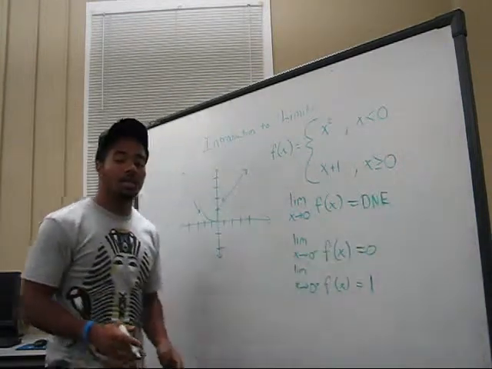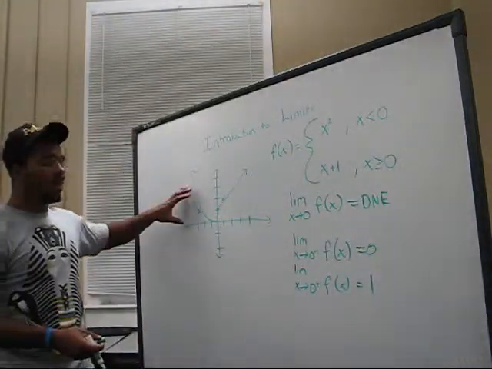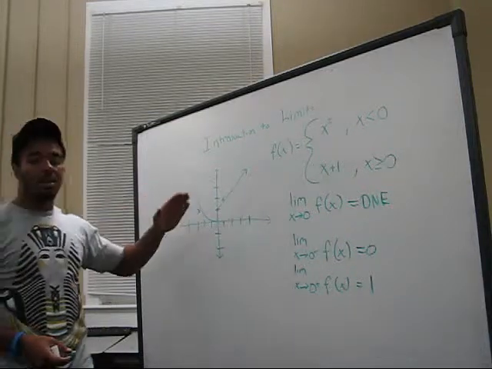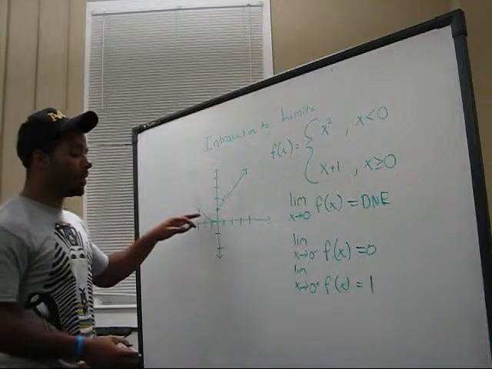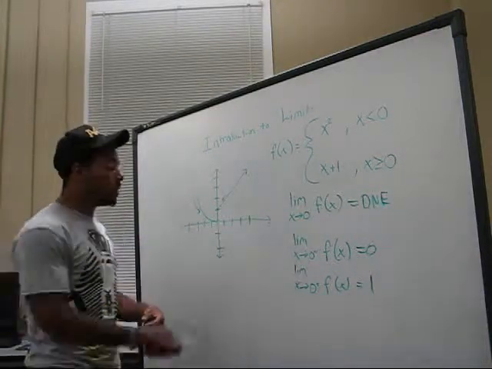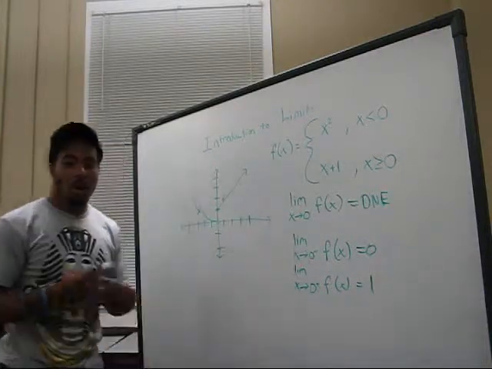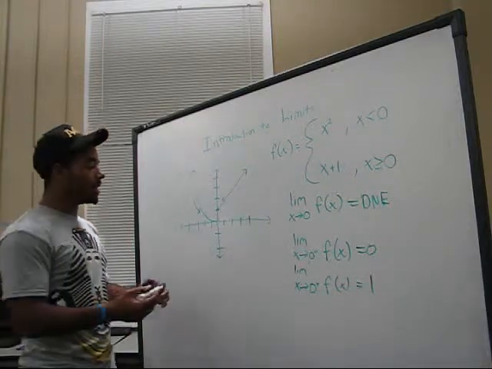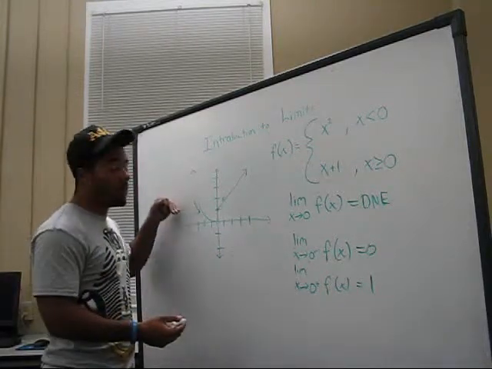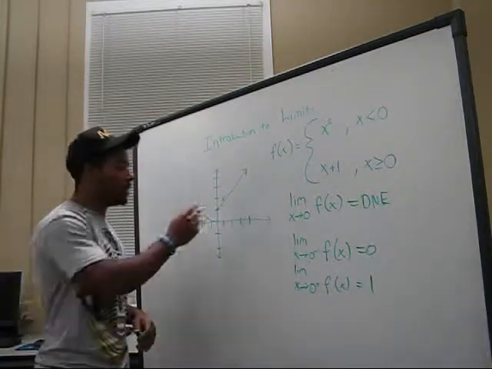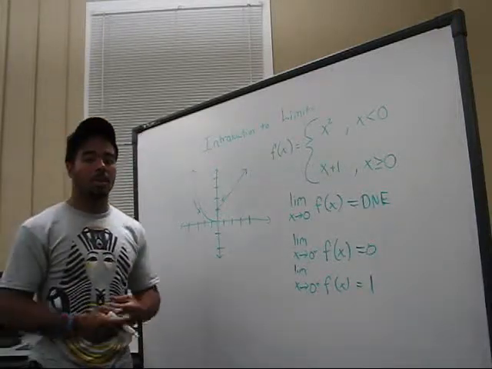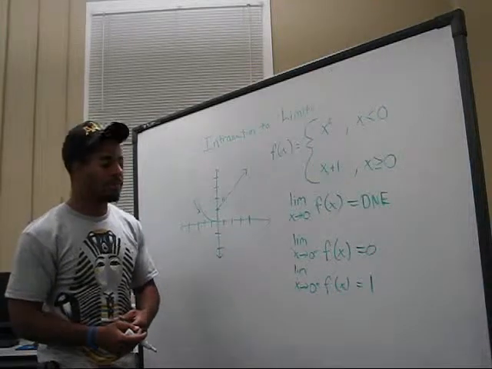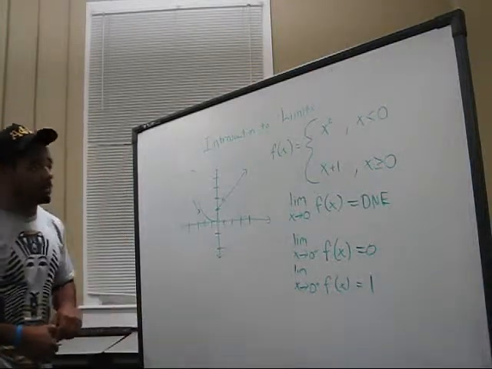This is because the values of the left side and the right side have to be the same in order for the limit to exist. In this case, they're different. It doesn't matter that the actual value at this point is 1 or anything like that. What's important is the fact that they do not match up. The limit coming from this side is 0, the limit coming from this side is 1. So the limit as x approaches 0 of this problem doesn't exist.